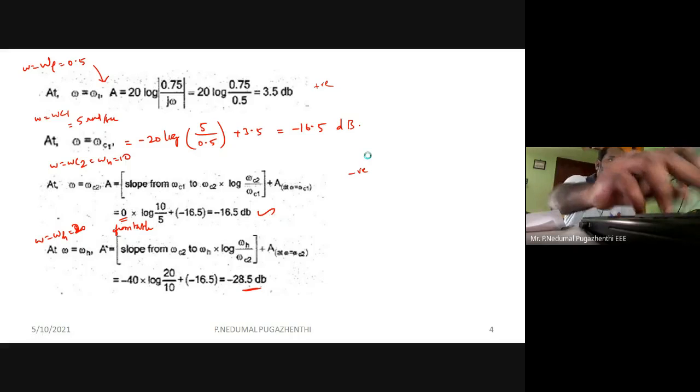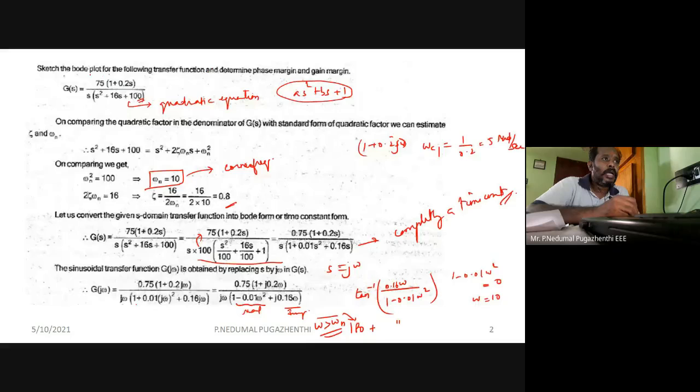What is being asked in the question? The question asked here is to sketch the Bode plot for the given transfer function and determine the phase margin and gain margin. To determine the phase margin, I am supposed to know where the 0 decibel line is being crossed. So I have to have a magnitude plot crossing from positive to negative or negative to positive. That change has to be there, right? I keep an eye on that, and I am getting positive to negative happening, so I take it as it is.